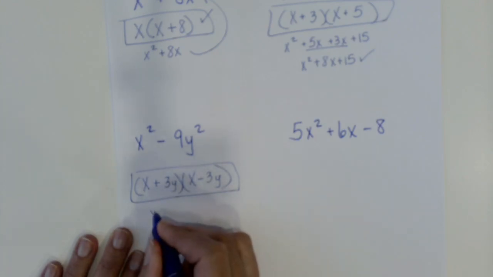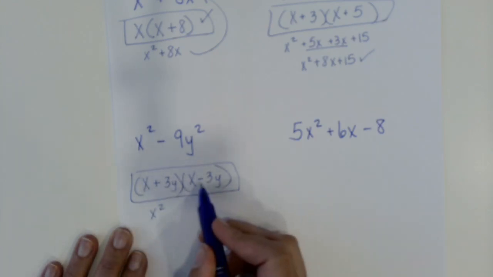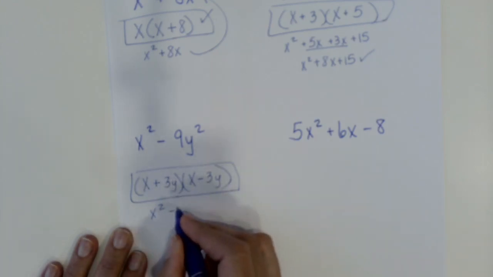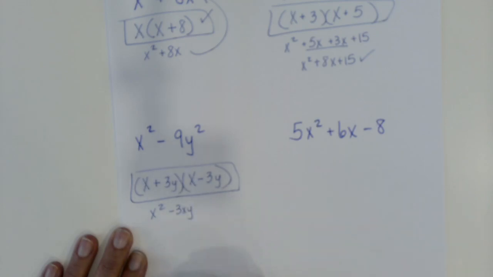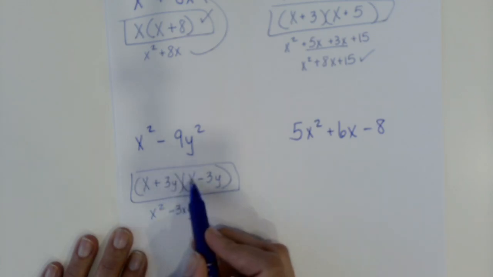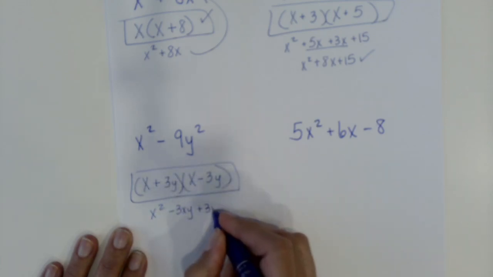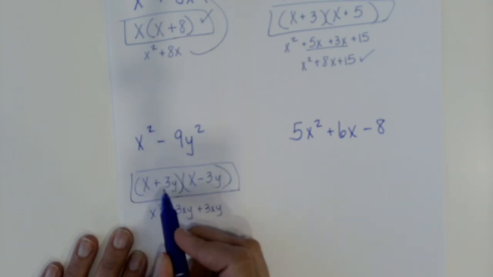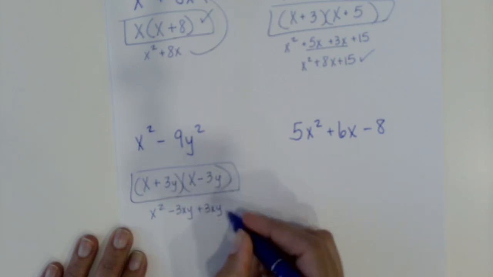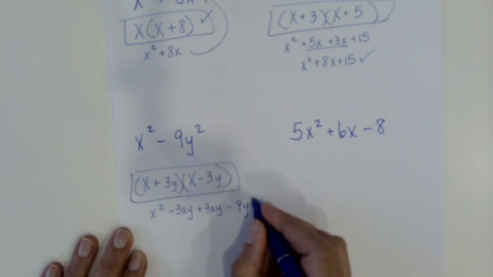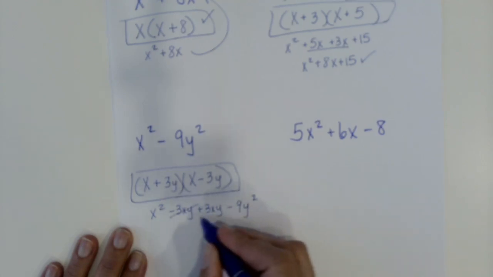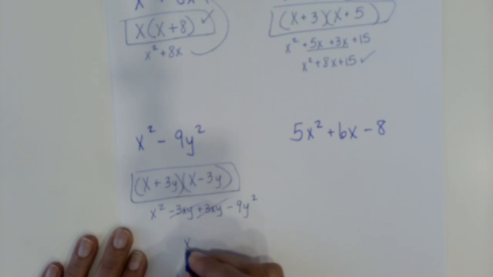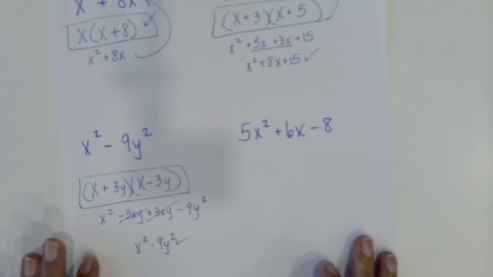X times x is x squared. X times negative 3y would be negative 3xy. Positive 3y times x would be positive 3xy. And 3y times negative 3y would be negative 9y squared. Combine our like terms and we get x squared minus 9y squared. Yes, good job.